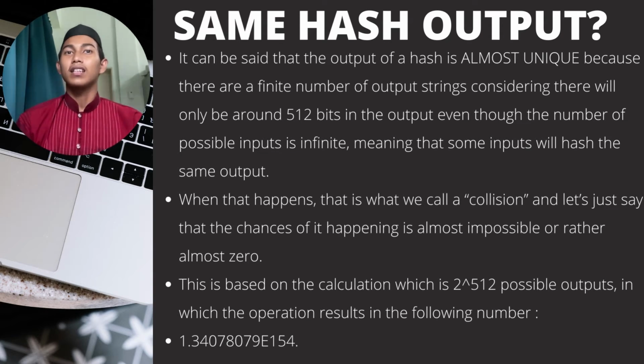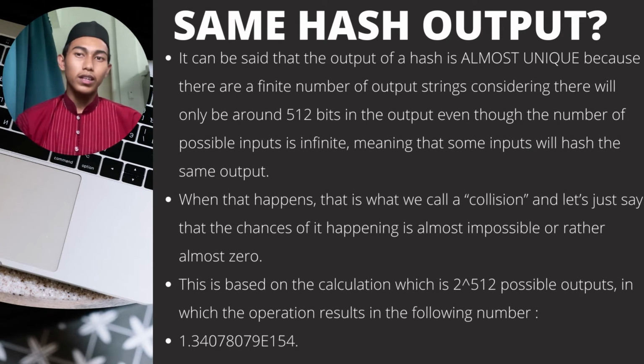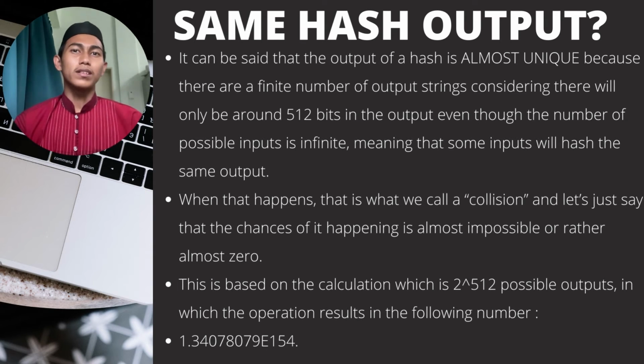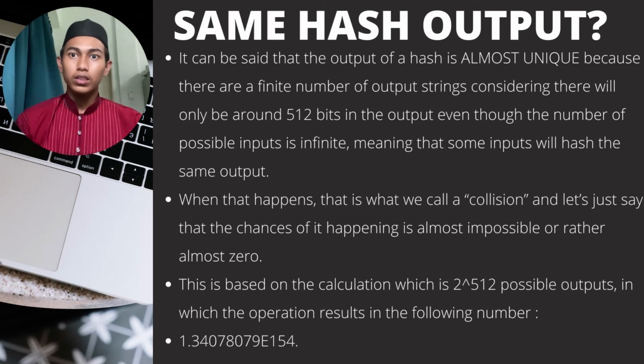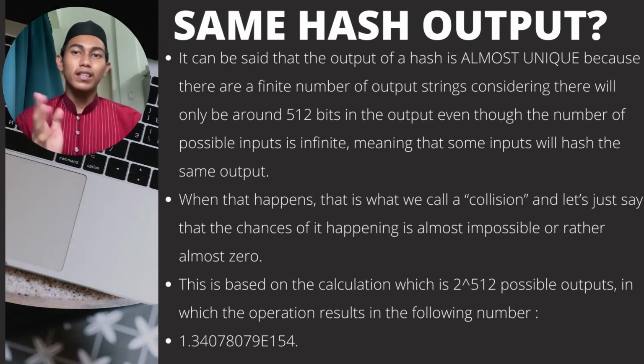I will present to you what same hash output is. It can be said that the output of a hash is almost unique because there is a finite number of output strings, considering there will only be around 512 bits in the output, even though the number of possible inputs is infinite, meaning that some inputs will hash to the same output. When that happens, it is what we call a collision, and let's just say that the chance of it happening is almost impossible, or rather almost zero. This is based on a calculation in which the operation results in the following number.